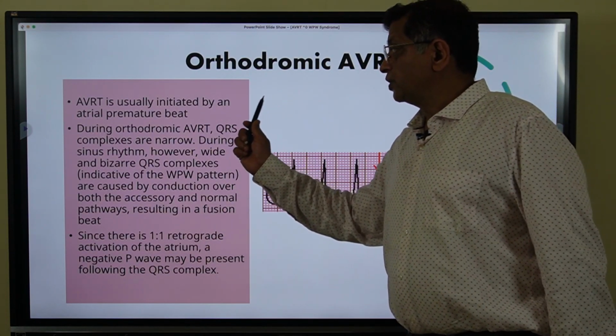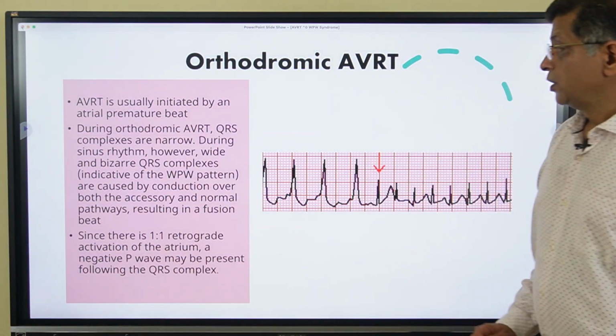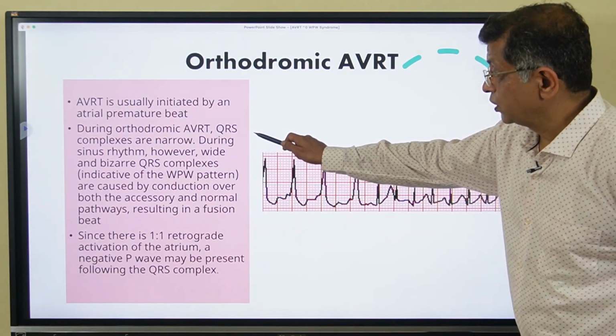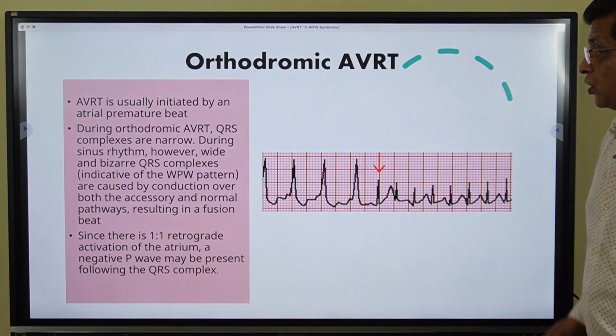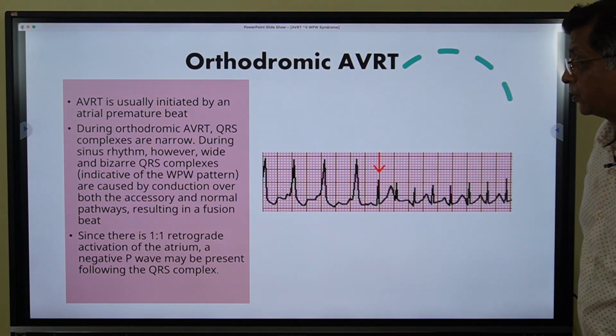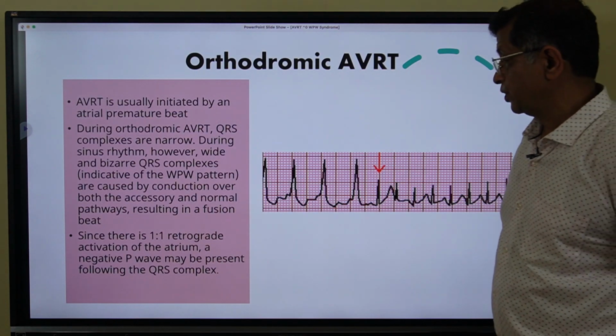Orthodromic AVRT is usually initiated by an atrial premature beat. During orthodromic AVRT, QRS complexes are narrow. During sinus rhythm, however, the wide and bizarre QRS complex is indicative of the WPW pattern, caused by conduction over both accessory and normal pathways, resulting in a fusion beat.